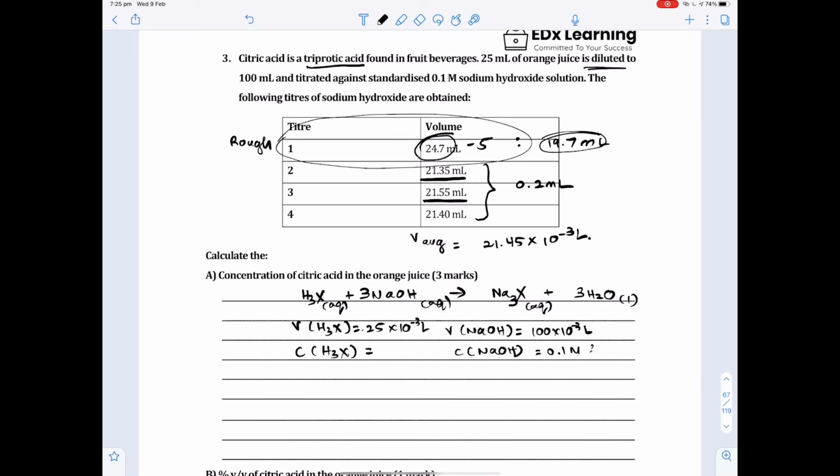So here, do you see there's dilution? This is where a diagram will help you, right? So a 25 mL volume of citric acid, H3X, has been diluted to 100 mL of H3X. What does that straight away tell you? There must be a C1 and there must be a C2. Does everyone agree? Because we've got a V2 and a V1. Now this is actually going to help you with your data, because what V is this? Is that V1 or V2? That's V1. Good.